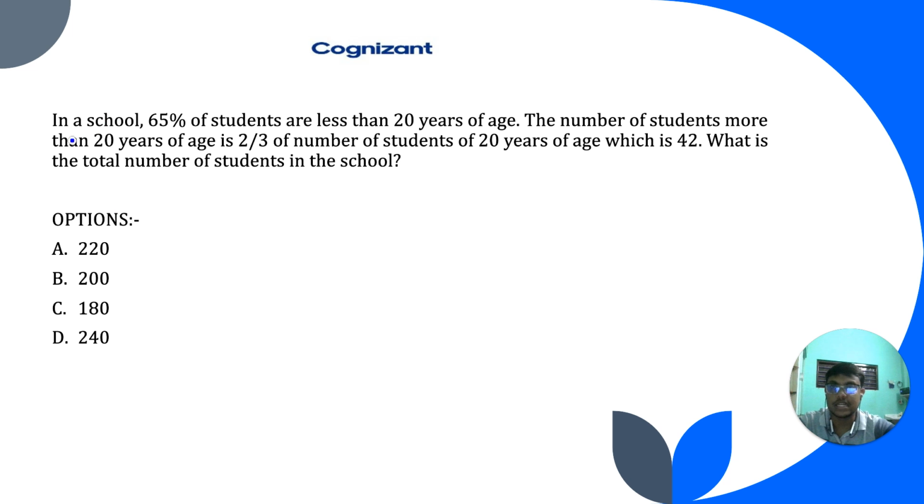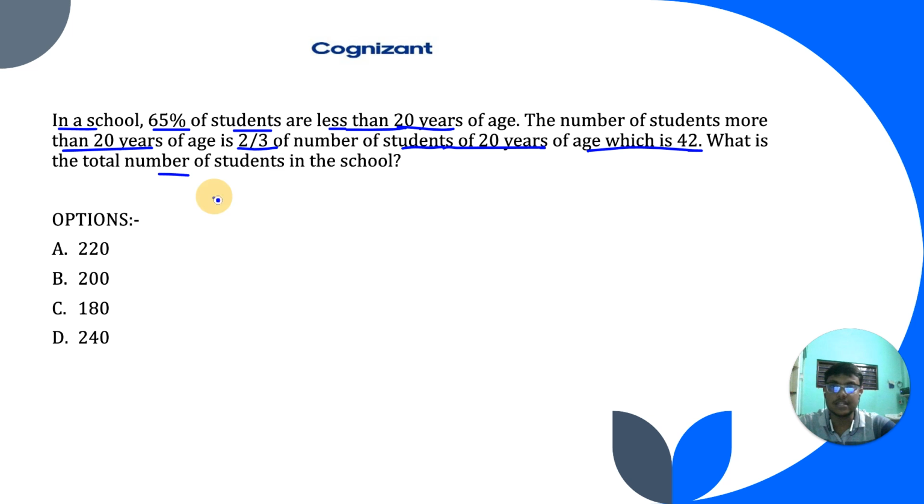So this question is from percentage. Here the question says in a school, 65% of the students are less than 20 years of age. Okay, less than 20 years of age is 65%. Next, the number of students more than 20 years of age is two-thirds of the number of students of 20 years age. Okay, and here they have said that the number of students with age 20 is 42. What is the total number of students in the school?